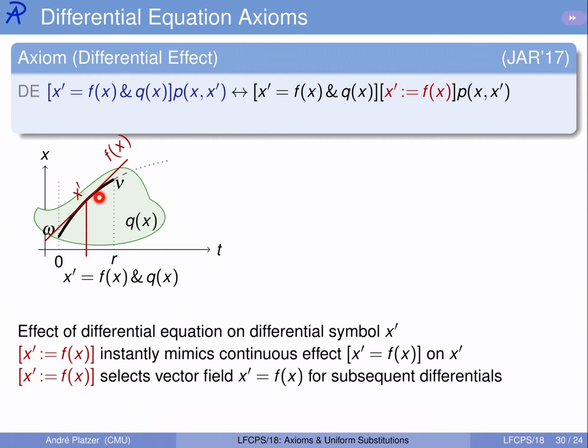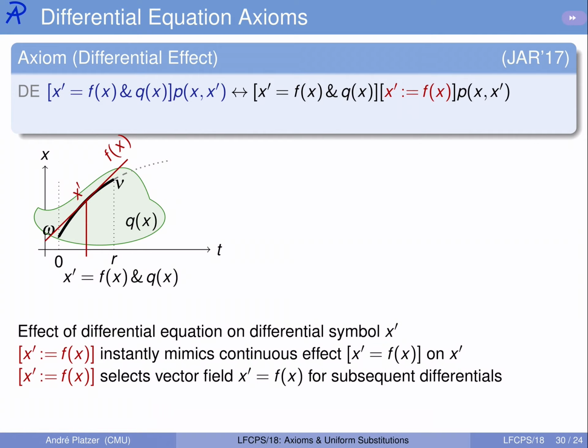Then the differential effects axiom makes this clear by saying a formula p of x prime is always true after such a differential equation x prime equals f of x, if and only if, after the same differential equation, p of x prime is true after we have put the value of f of x into the variable x prime by an assignment, which remember is a pseudo assignment because it has that value already anyhow. But the point is, now we have it explicitly readily available for the rest of the proofs.